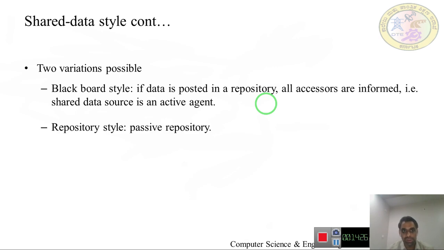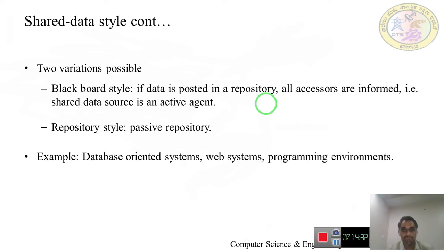And the second possible approach would be repository style, which is a passive repository. So with a passive repository, accessors would not be informed. It doesn't act like an active agent. Examples would be a database oriented system, web system, or it can be a programming environment.